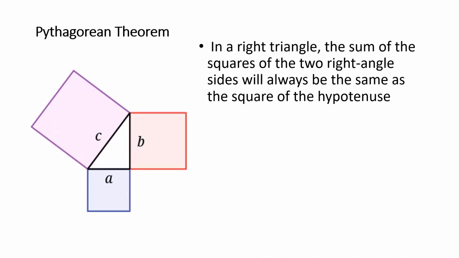In a right triangle, the sum of the squares of the two right angle sides will always be the same as the square of the hypotenuse. Only a right triangle can have a hypotenuse because hypotenuse is the side opposite the right angle. And I know he did this. We know he did this, but we also know he's not the only one to understand this.